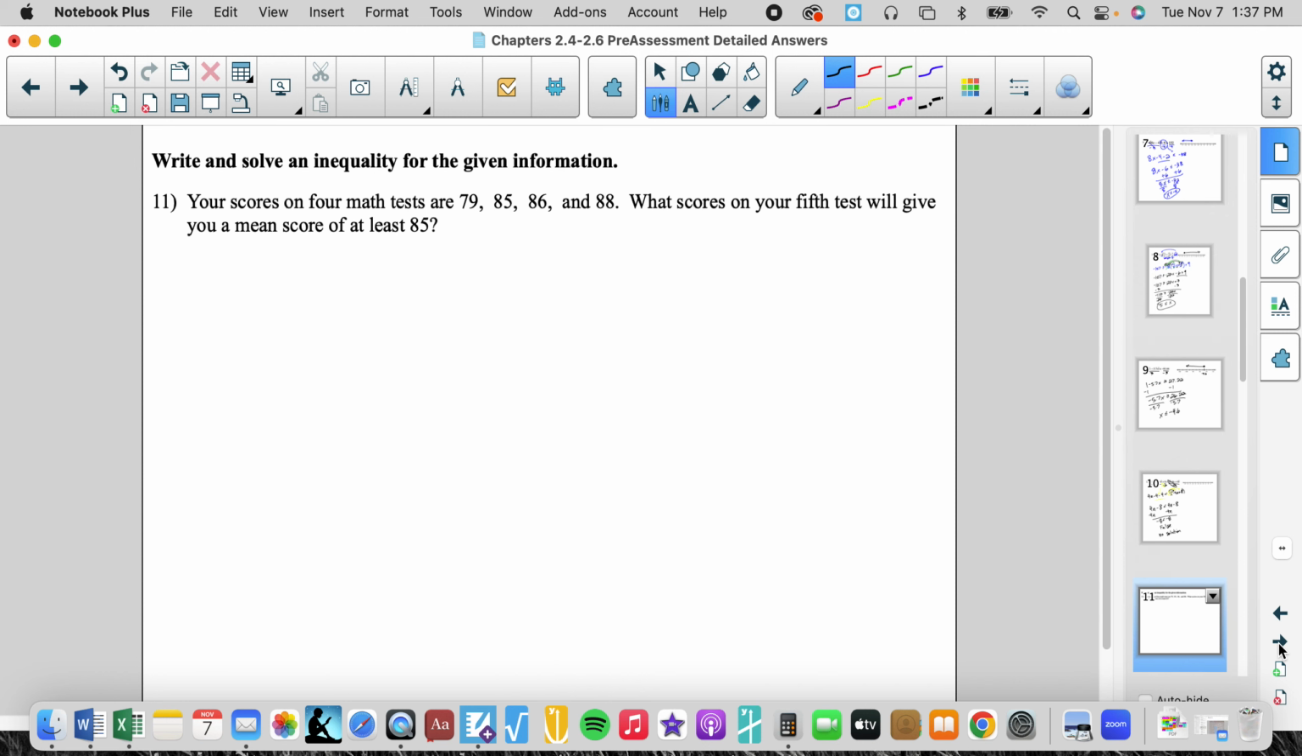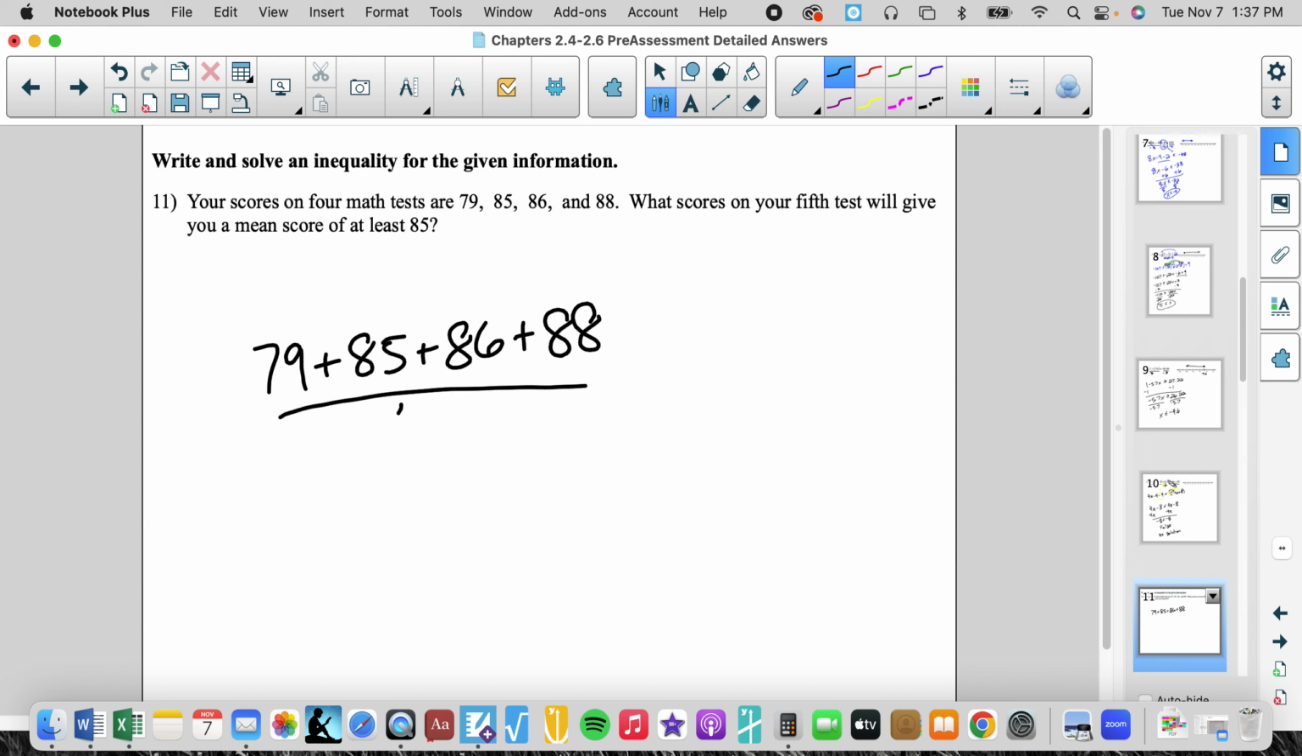Your scores on 4 math tests are 79, 85, 86, and 88. What scores on your 5th test will give you a mean score of at least 85? So when we do averages, we add up the numbers and divide by the number of numbers. But we have a fifth score that we don't know yet. So we're going to add this fifth score, and now we have 5 numbers that we need to divide by.